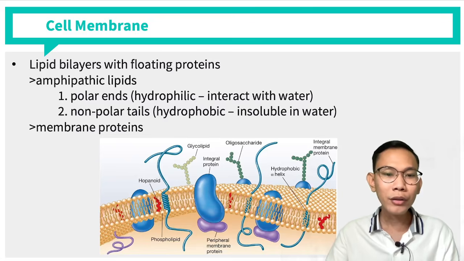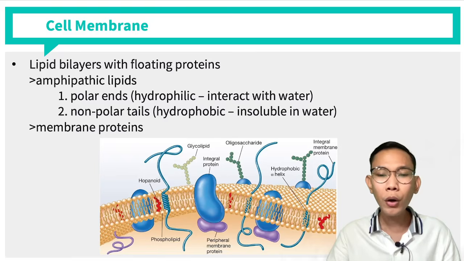So, we have what we call amphipathic lipids, which have polar ends and non-polar tails. When we say polar ends, that's your hydrophilic, which interacts with water, di ba? Hydrophilic means water-loving. Non-polar tails are your hydrophobic, which is insoluble in water. So, this is now your cell membrane.